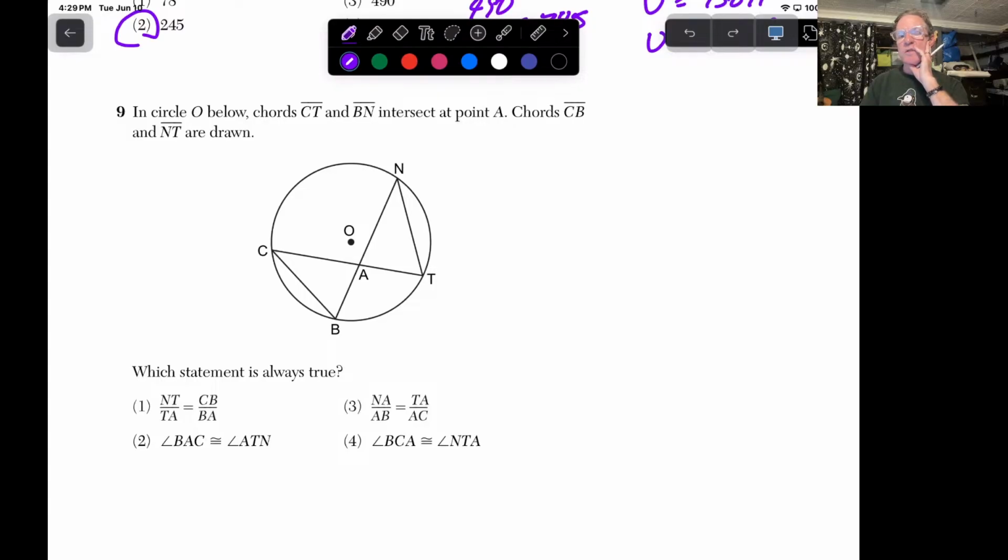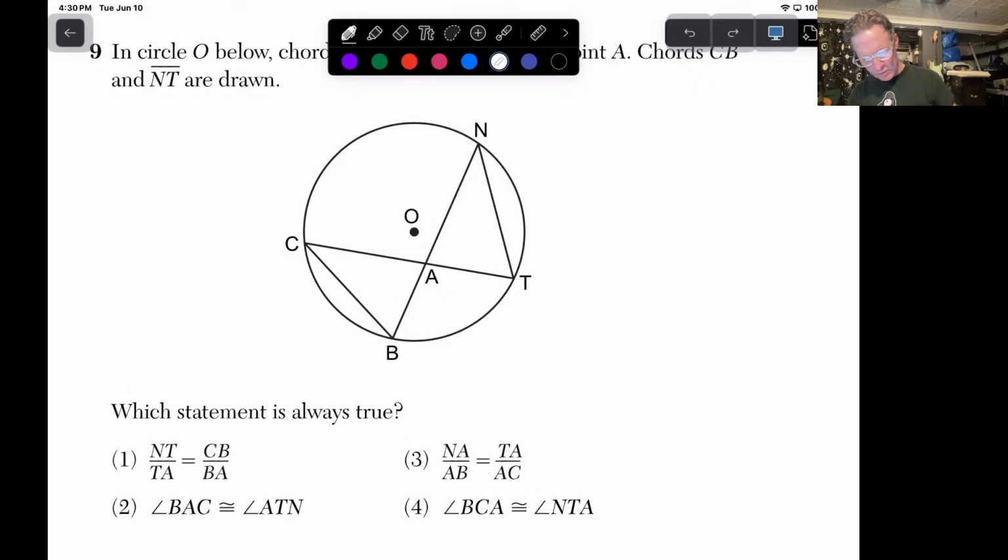So if you ever see intersecting chords, a lot of times they're going to give you an intersecting chords question and they won't draw in these lines. So they'll give you a problem like that. That's even a little more difficult. But in reality, these are similar triangles.